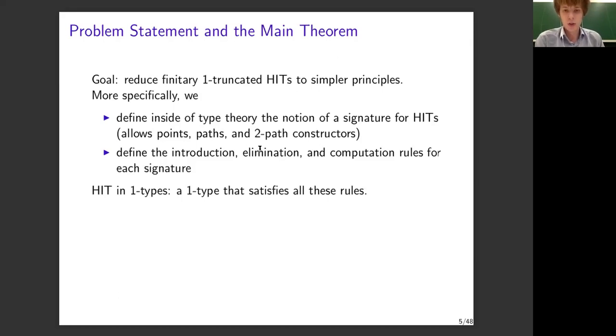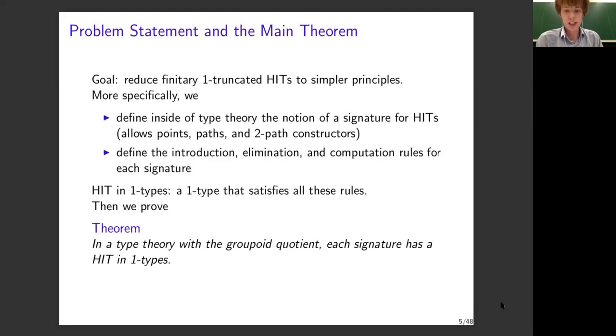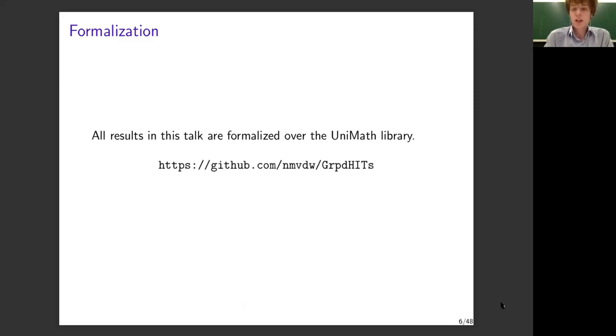So the elimination rule will be restricted to eliminating into one-types, because we're only interested in eliminating into one-types. After that, we show that each signature has a higher inductive type in one-types if we have the groupoid quotient. So basically, we construct higher inductive types from the groupoid quotient. Note that the higher inductive types we're interested in are all finitary. That explains the finitary part of the title. All of the results are formalized over UniMath. And for those who like reading Coq code, here is the link.